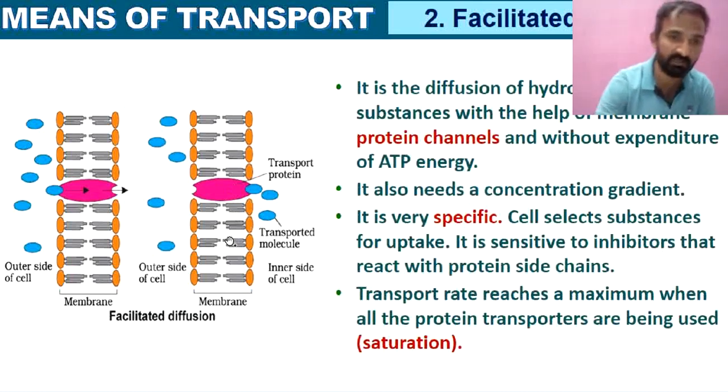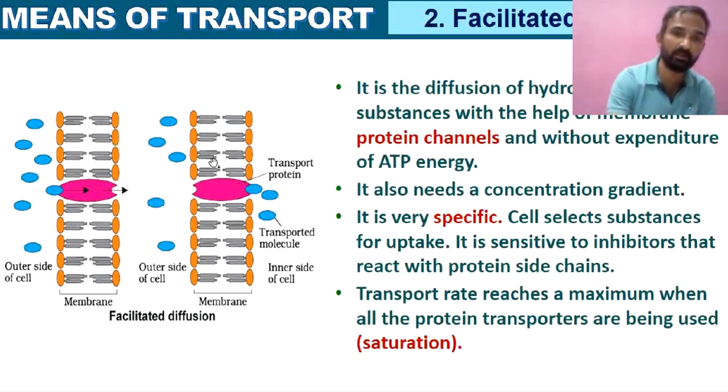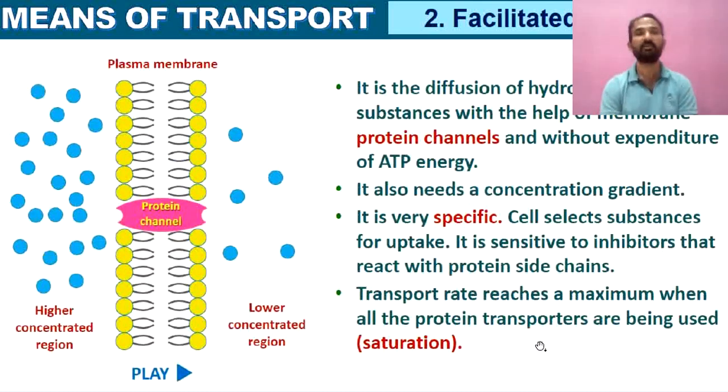Whatever the membrane which contains many proteins, when all the proteins are involved in the transportation, the maximum rate of transportation takes place. That is called the saturation stage. For example, here the membrane contains many proteins, here one and one more and one more, and these are all involved at a time. When they are involved at a time, the molecules present on the outer side enter into the inner side. This is called facilitated diffusion.